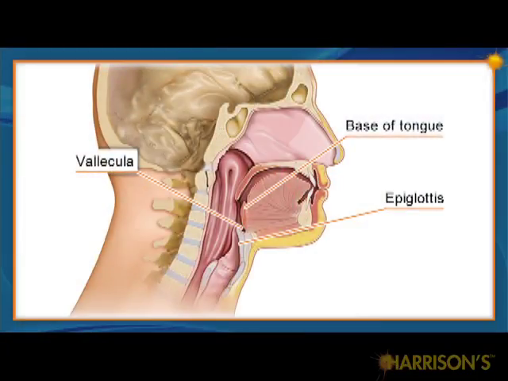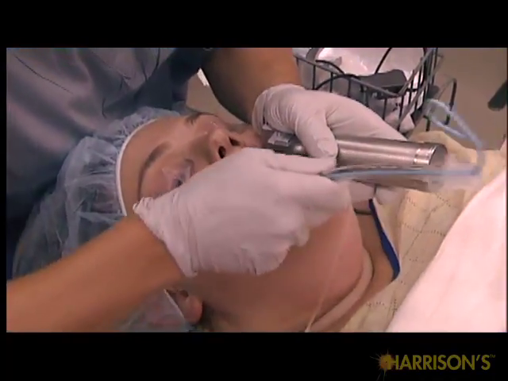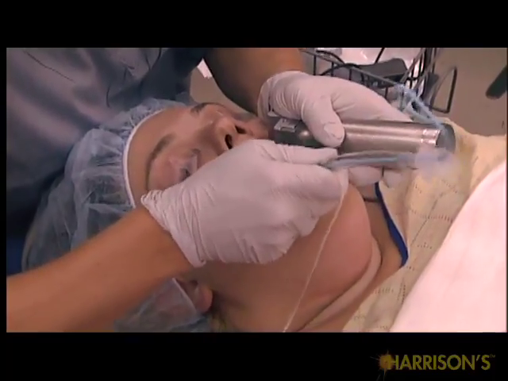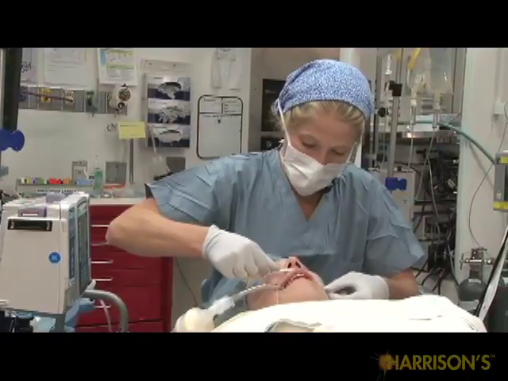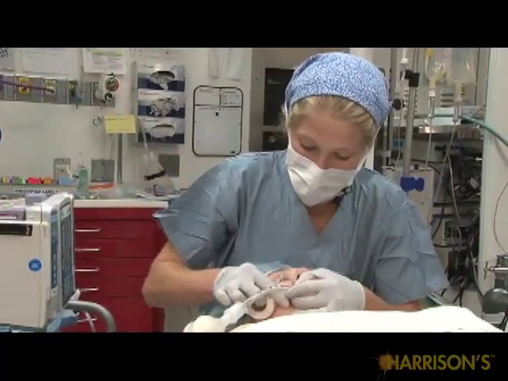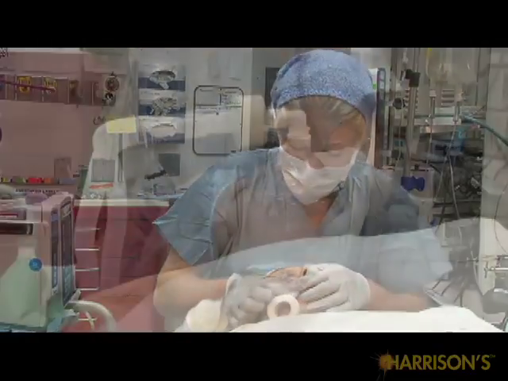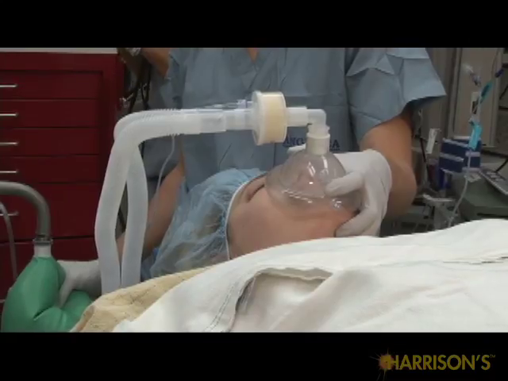Position the tip of the curved blade in the vallecula to visualize the vocal cords under the tip of the epiglottis. Once the vocal cords are visualized, the styleted endotracheal tube is passed through the vocal cords and the cuff is inflated. Confirm proper position of the endotracheal tube. And once proper position is confirmed, secure the endotracheal tube. Bag ventilate any patient who is difficult to intubate and immediately call for help.